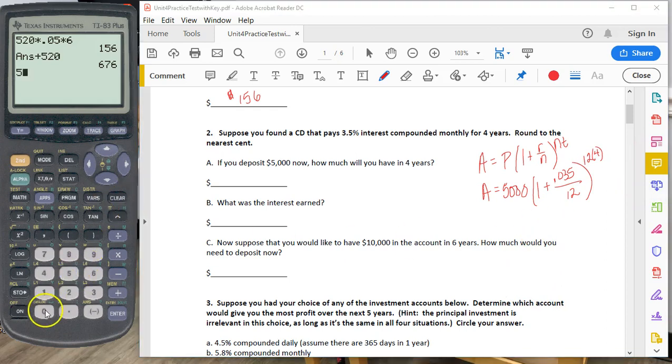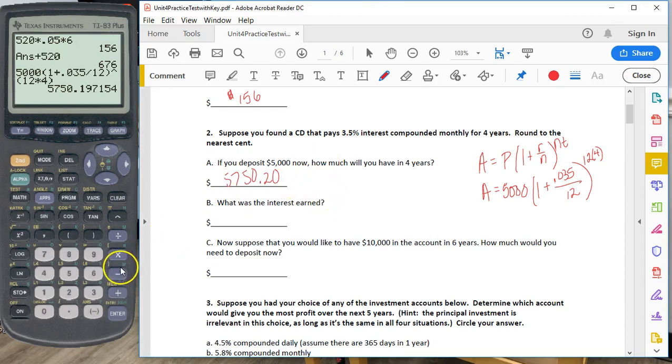I'm going to put this in my calculator as 5,000, 1 plus 0.035 divided by 12. But when I raise this, I need to multiply that 12 times 4 first, or I would need to put it in parentheses. I know 12 times 4 is 48. If you are dealing with numbers that you can't multiply off the top of your head, and you have an older calculator like I'm using, you're going to want to put those guys in parentheses, so that way all of the multiplication is done up in the exponent. In 4 years, you'll have $5,750.20.